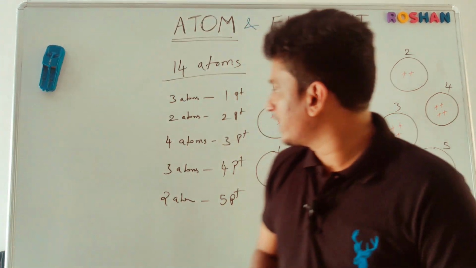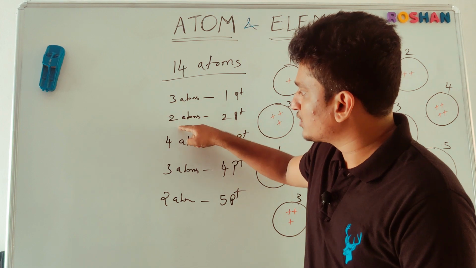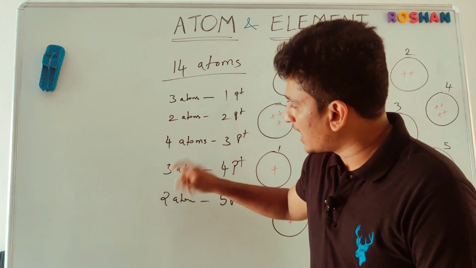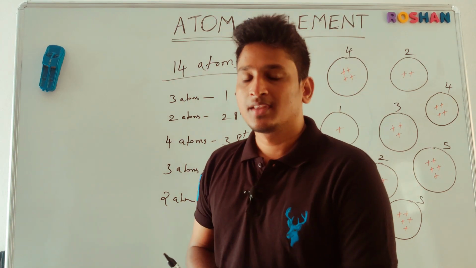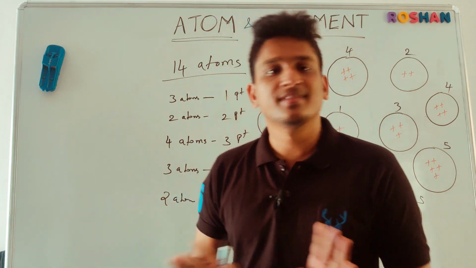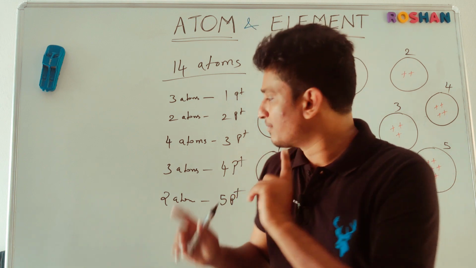Okay? Got the clarity? Now just count how many atoms? I said 14 atoms. Let's count. 3 plus 2, 5. 5 plus 4, 9. 9 plus 3, 12. 12 plus 2, 14. Total 14 atoms are there. But are all these atoms the same? They are not the same, they are different. What do they differ by? Subatomic particles. So mainly protons.